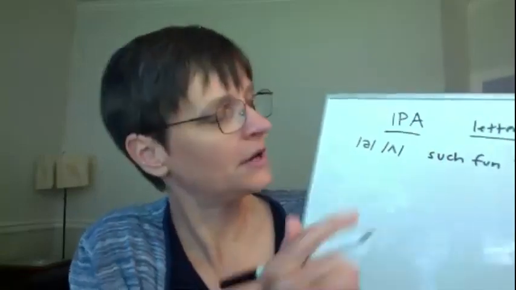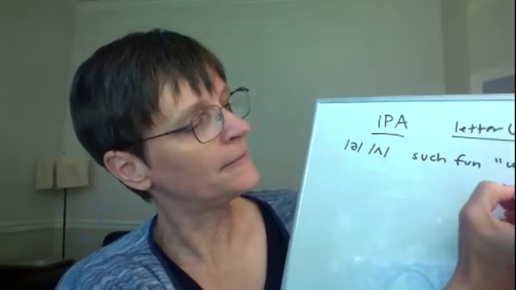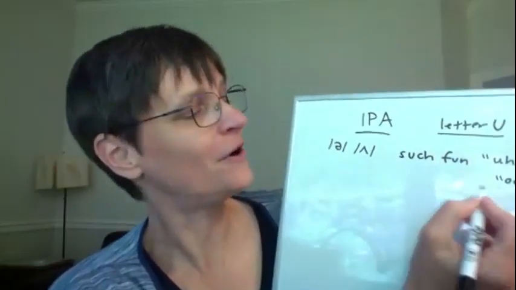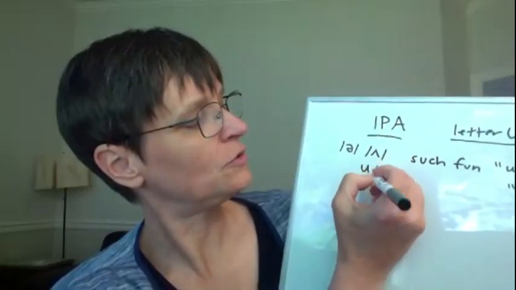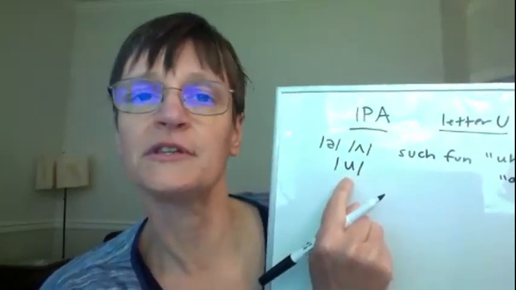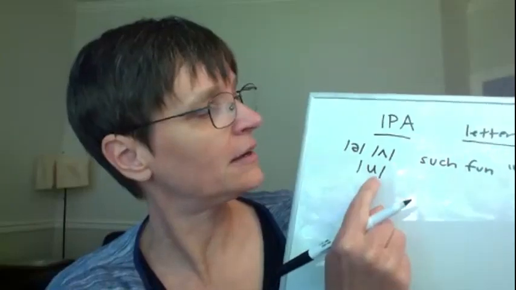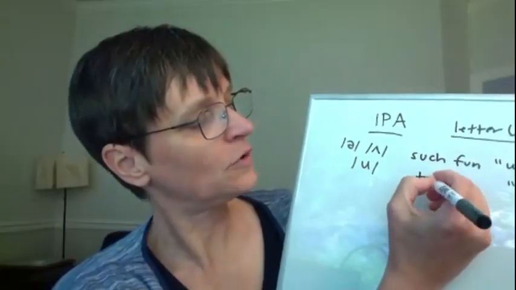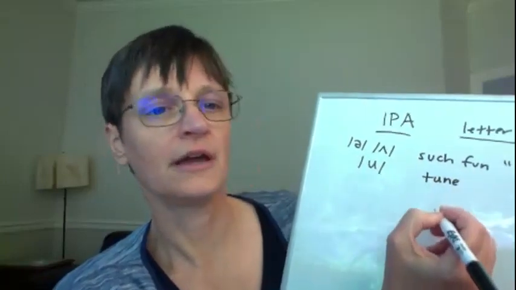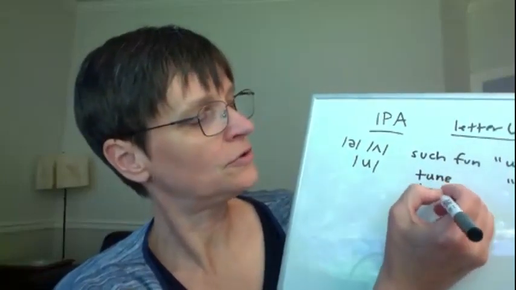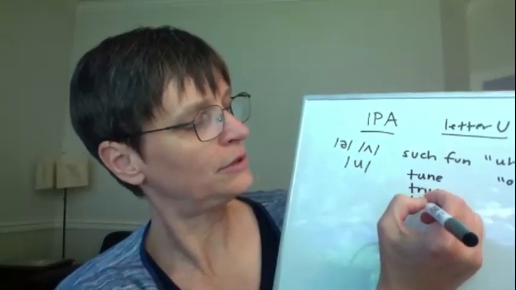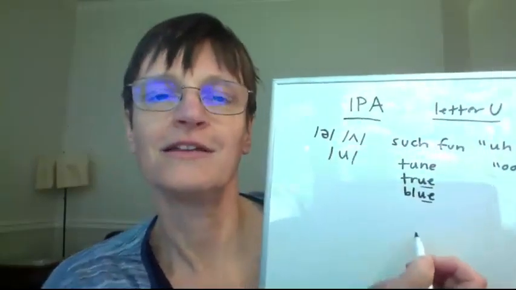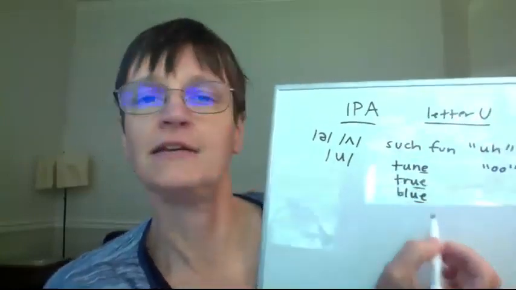But the letter U can also say oo, which I don't always spell O-O, obviously. The letter U can say oo. This is the IPA symbol. So you'll see this symbol in the dictionary for this oo sound. And that's in words like tune and true and blue. And you'll notice that in this case, there is also an E in these words.